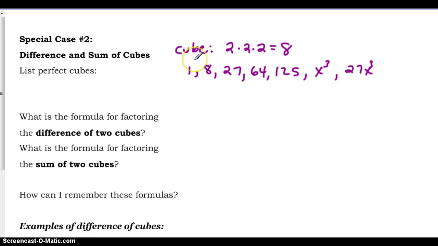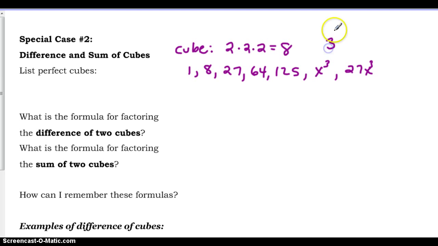Now a cube, remember, is a number multiplied by itself twice. So it's written down 3 times. So 2 times 2 times 2 would be equal to 8. So 8 would be a perfect cube. So if we list several cubes, you can think of 1 because that's 1 times 1 times 1. And then again 8. And then 27 would be 3 cubed, 3 times 3 times 3.